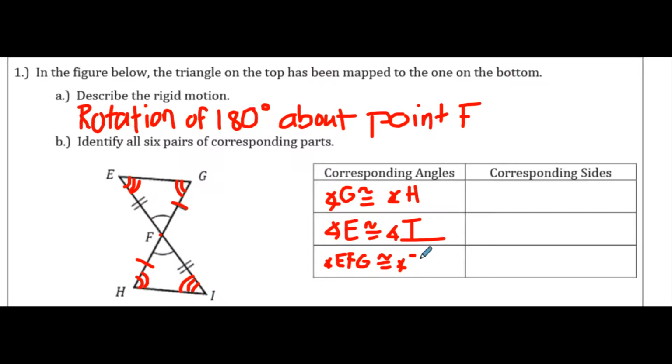It goes to I. Okay. Middle letter was F. Where does F go after the rotation? Well, it's going to still be F. And then where does G go after the rotation? G rotates to H. Okay.